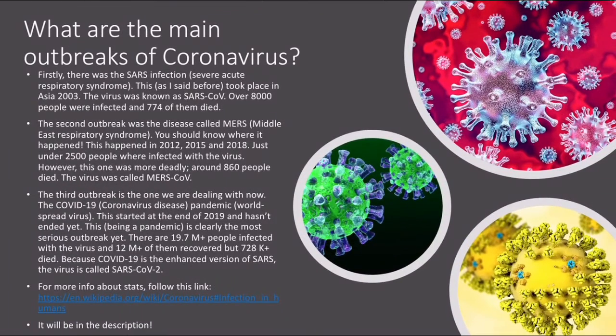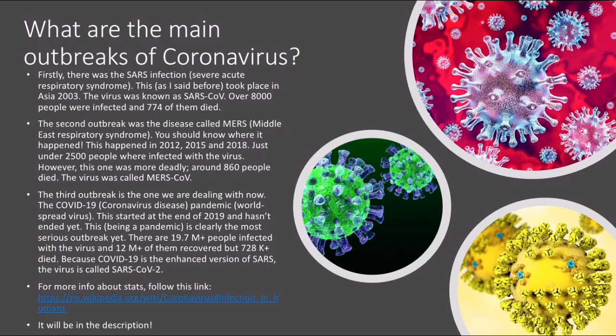Now, talking of SARS-CoV, we are going to include that in this slide. This is quite a big slide, so bear with me. Firstly, there was the SARS infection. That was the first main outbreak of coronavirus. So, this took place in Asia in 2003, as I said before. The virus was known as SARS-CoV. Over 8,000 people were infected and 774 of them died.